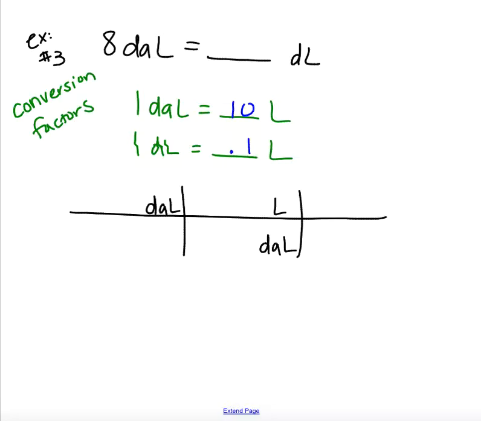Now I'm going to set up my chart. I start with decaliter, same thing goes diagonal. Because I don't have a conversion factor for decaliter to deciliter, I'm going to go to liter first.